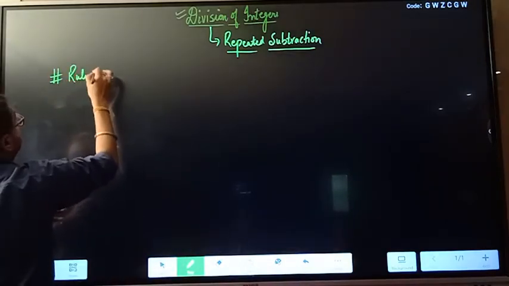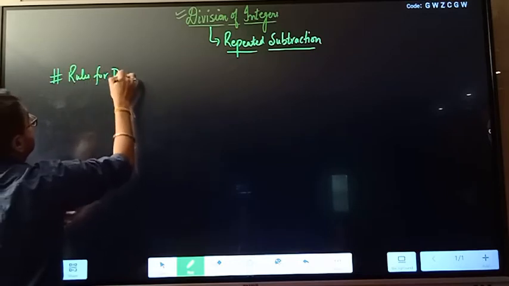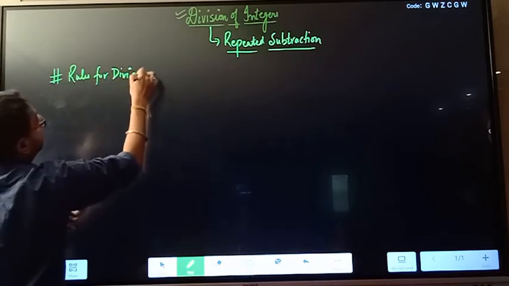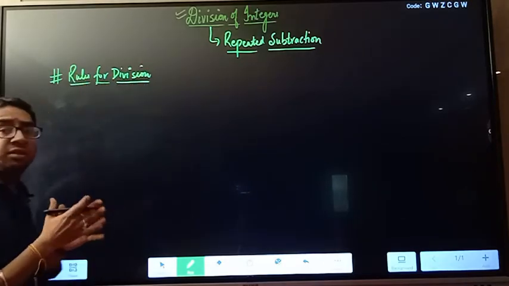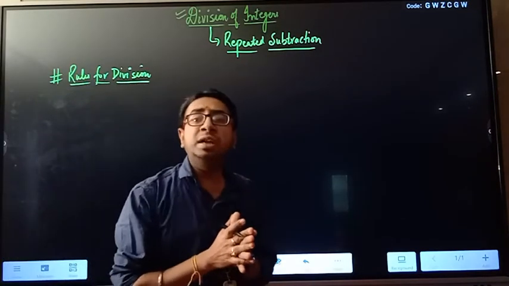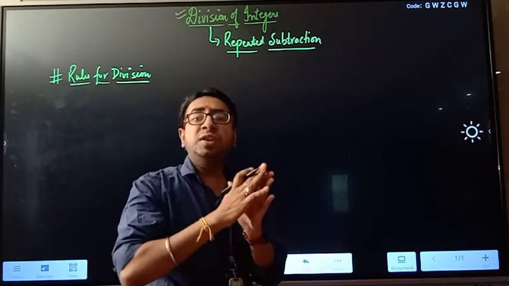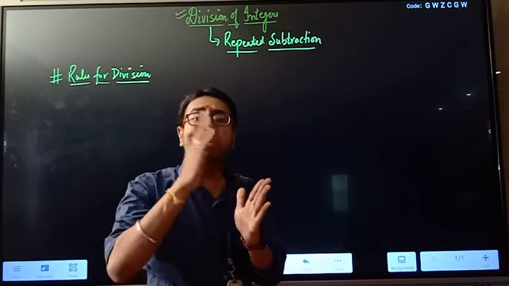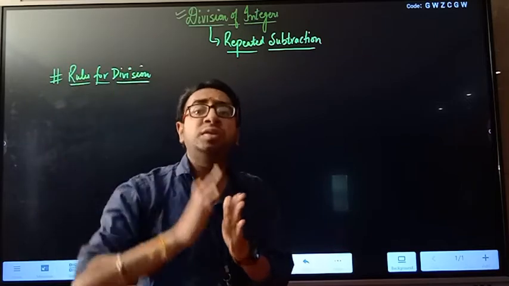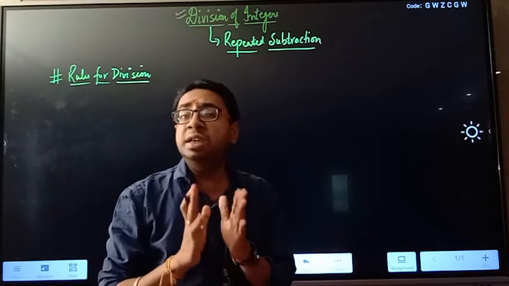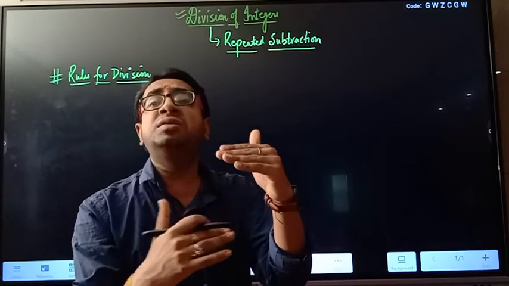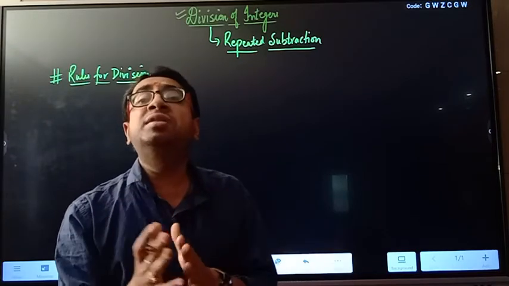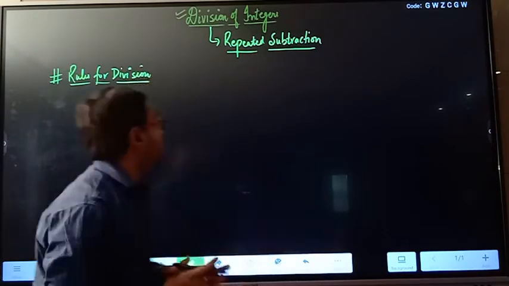Rules for division: exactly the same as multiplication, because division is nothing but the reciprocal of multiplication, right? In multiplication, if we multiply the numbers, the result increases. But in case of division, if we divide the numbers, the result decreases. That is why they are reciprocals of each other. Clear?